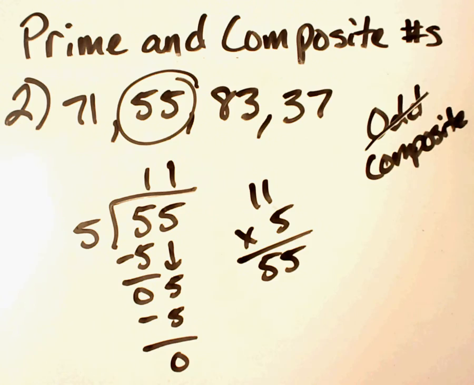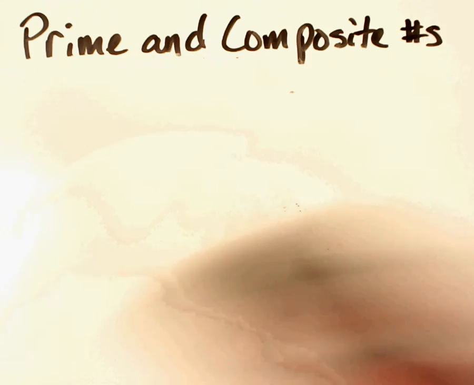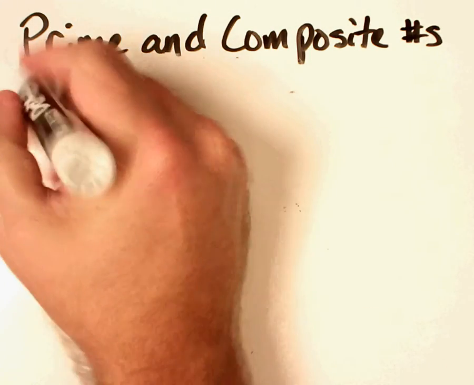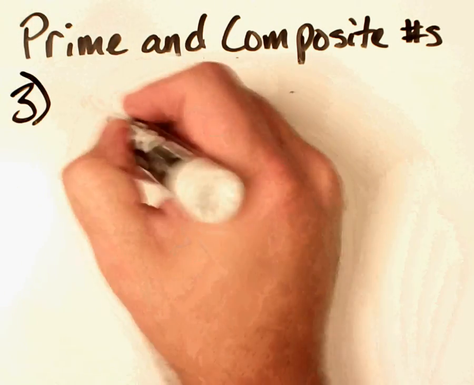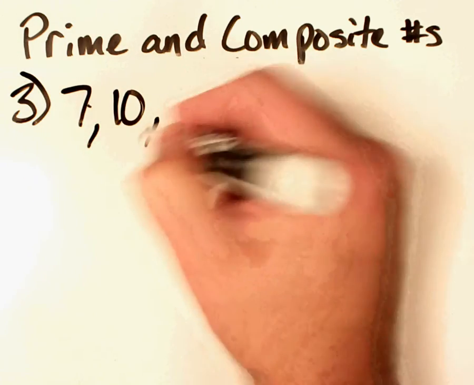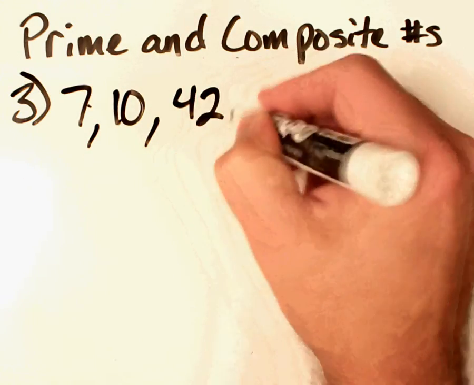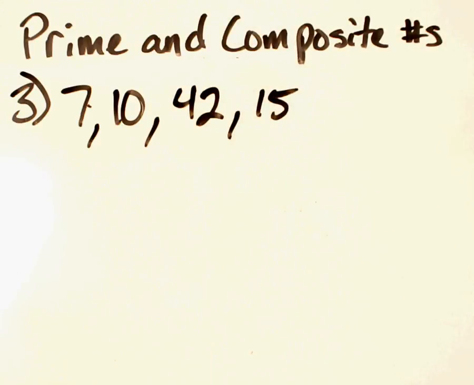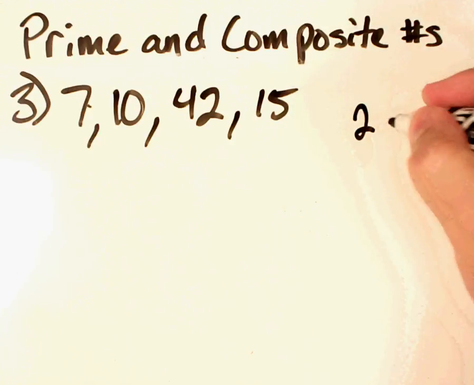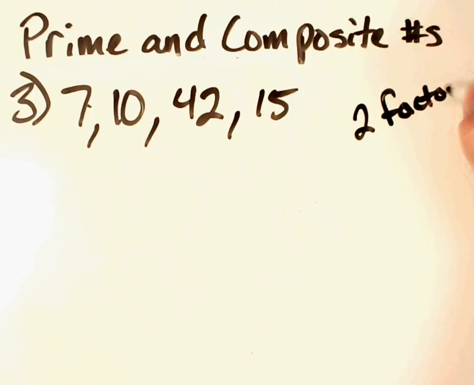Okay, let's do one more. And this question is going to be a little bit different than the first two. It's going to require us to think a little more. But our number set is 7, 10, 42, and 15. And the question asks, which of the following number has only 2 factors? So only 2 factors. I better put that only there. Only two factors.